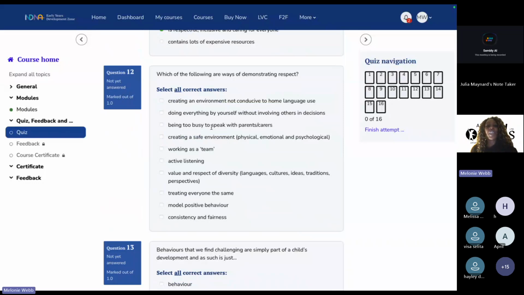Do we demonstrate respect by creating a safe environment? Yes. By working as a team? Yes. By actively listening? Yes. By showing value and respect of diversity? Yes. By treating everyone the same? Yes, but no. Yes, but no, exactly. By treating everyone the same as individuals, modelling positive behaviour and being consistent and fair. Yes.